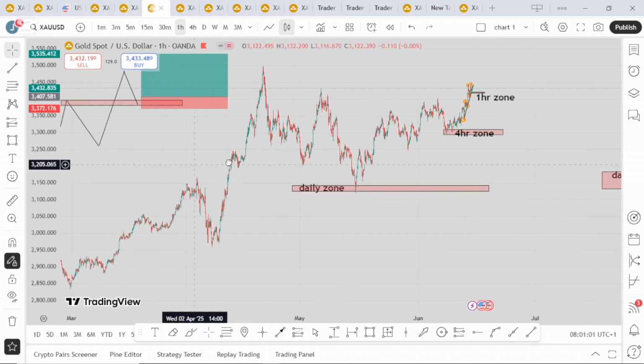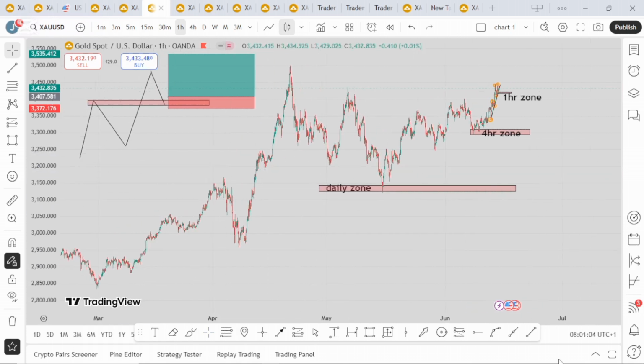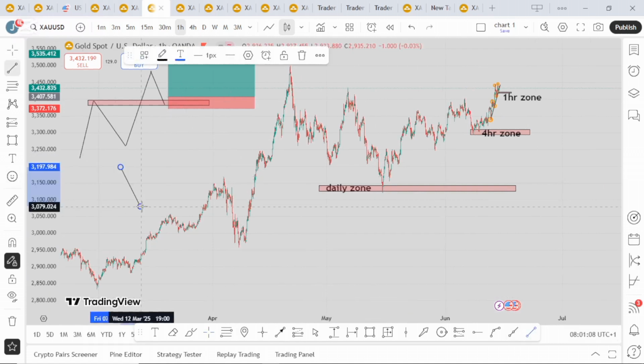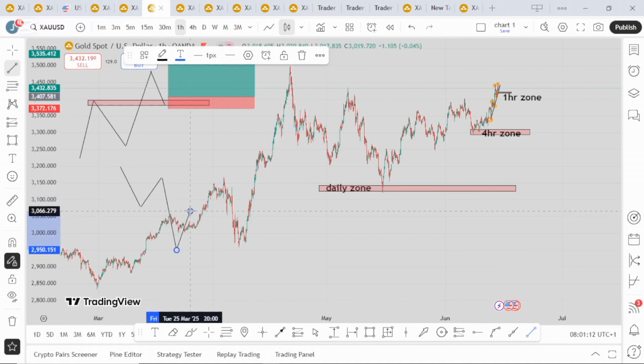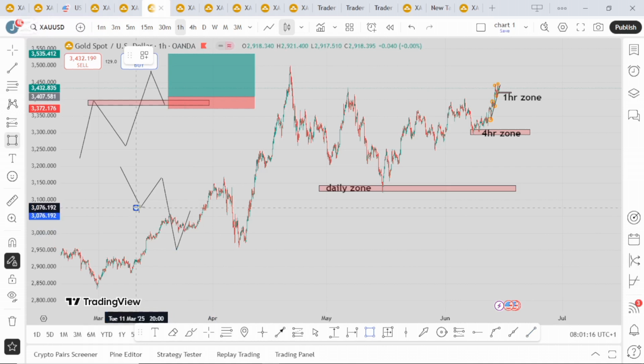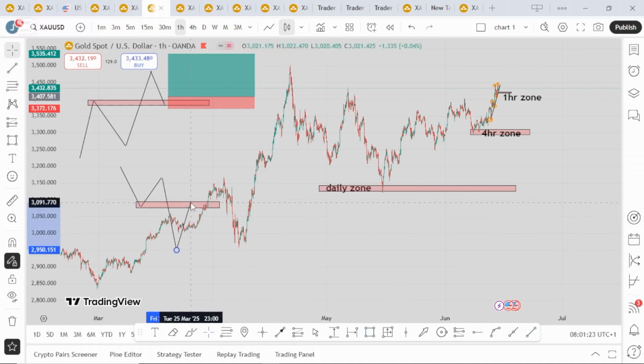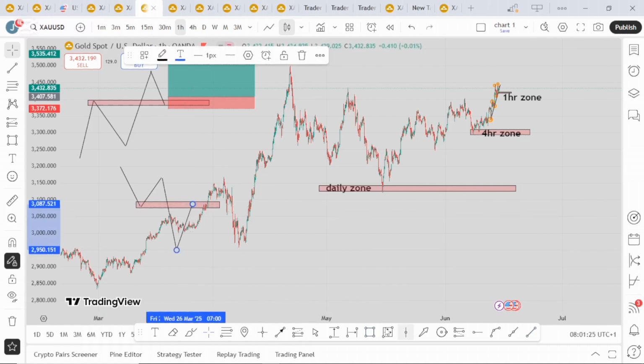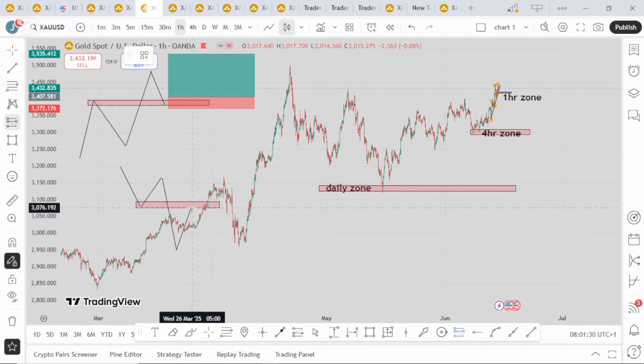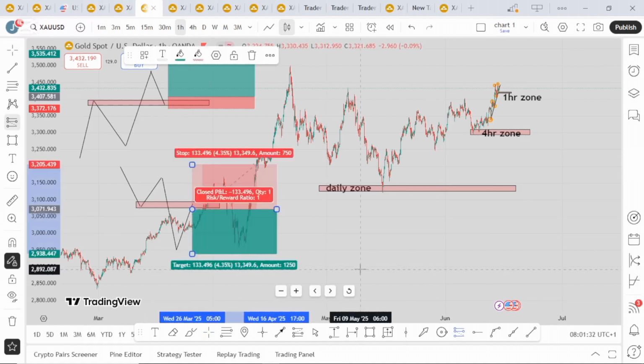Or let me say in a bearish scenario, this is also what we are going to do. This is the zone here. We are taking our trade on this zone. We are expecting price to come to this zone.